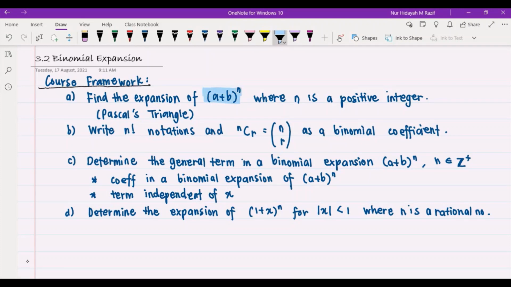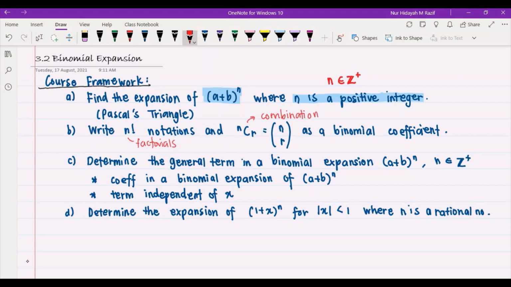So in this case, n is restricted to only positive integers, meaning we can just rewrite that condition as n is an element of Z positive. And we are also going to use Pascal's triangle in our expansion. The second course framework is to write n factorials. So this is factorial notation, and using nCr, which is n choose r, as our binomial coefficient. This is from combination.